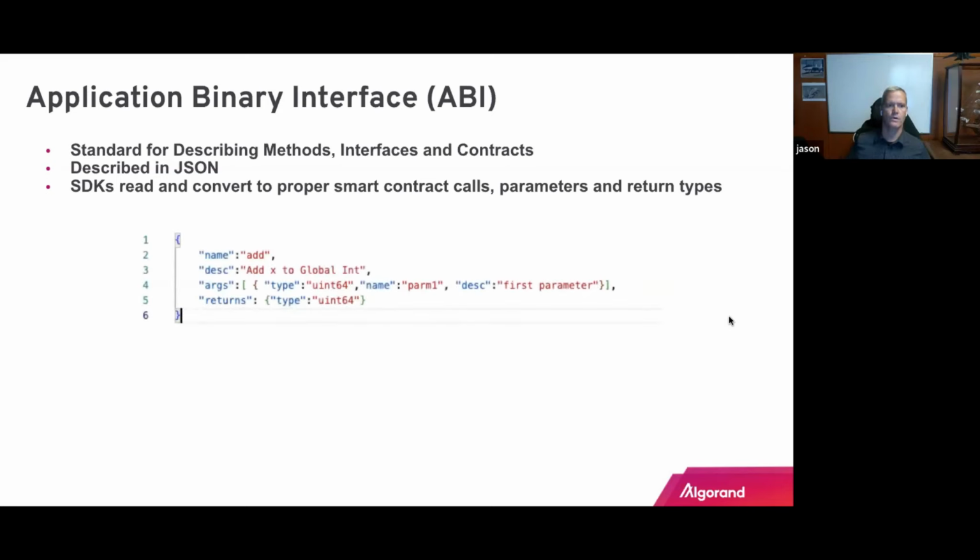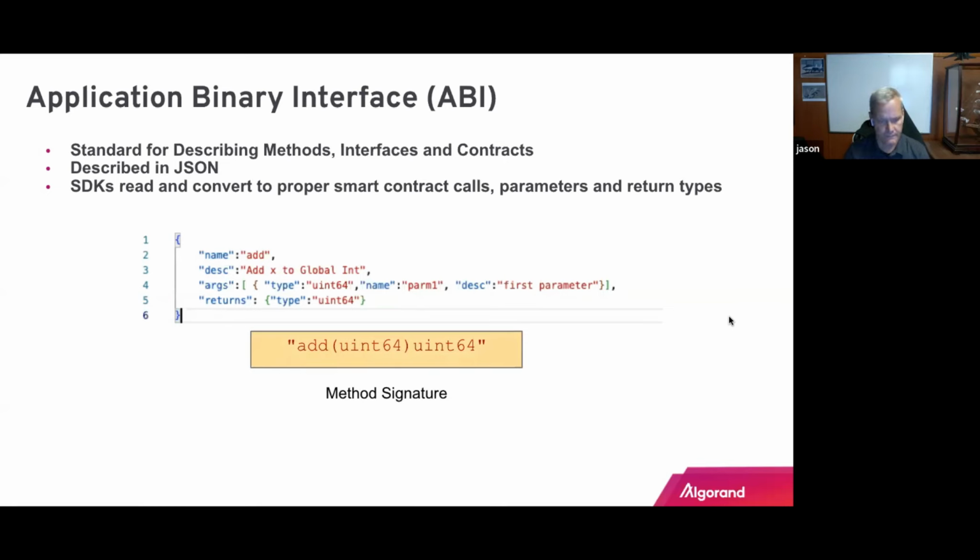As an example of what a method looks like, we're going to implement this method later in Python, but this is an add method. This method's description says I want to add X to a global integer. X is going to be my first parameter. Its type is a uint64. The other things are the name of the parameter and its description. And then the return type is going to return the current value of the global integer.